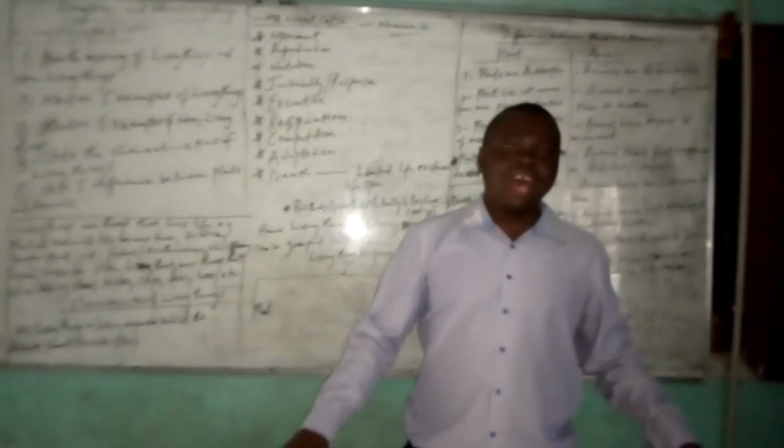So we have living organisms divided into two groups, plants and animals. And we quickly looked at the differences between plants and animals.